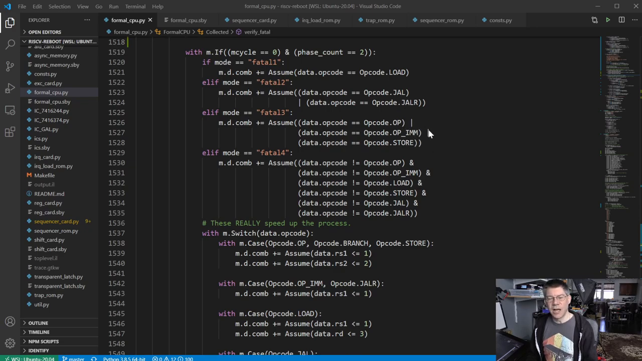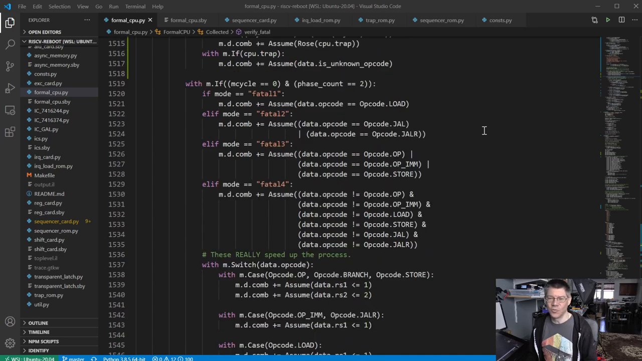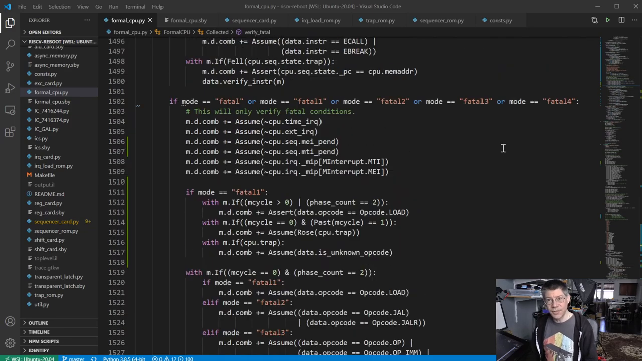So op and op, im, because you can have an illegal instruction in there, and store because you can also have misaligned instructions. And then fatal four is all the rest. So it's the all the rest thing that appears to be taking the longest amount of time. So not really sure why. But anyway, that is really all I wanted to cover. So things are rapidly progressing.